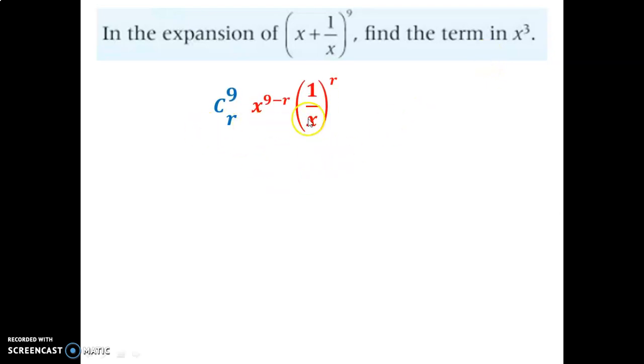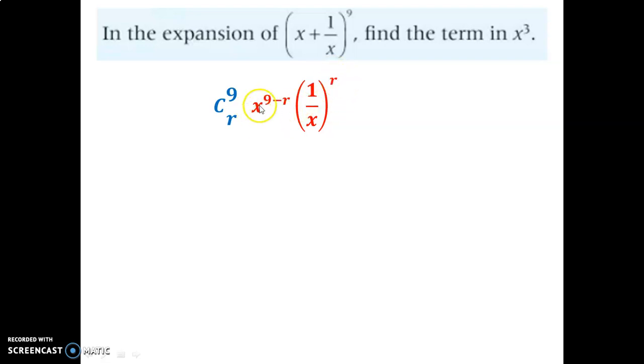Okay, so I'm setting it up like this. There's some unknown term where we're looking for x cubed. So right now we don't know what the power on this 1 over x is going to be. We don't know which term number we're talking about, so I can't put a number there yet. I'm going to call that r.